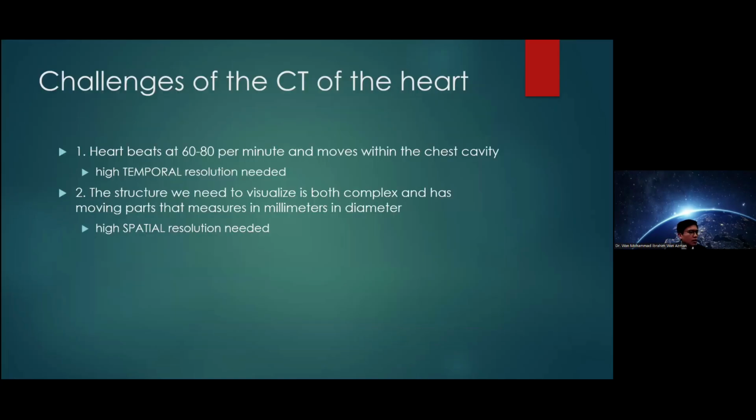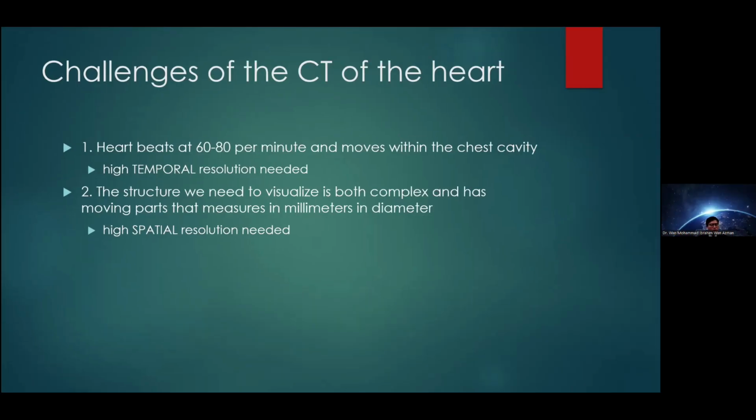So imaging of the heart is challenging because the heart beats at 60 to 80 beats per minute and moves within the chest cavity. It's actually much easier to image things that don't move, like your brain or your abdomen, your kidney. Therefore, you need a high temporal resolution to image the heart. And the structure of the heart is both complex and measures in millimeters. Your coronary arteries measure only in millimeters and it's constantly moving. Therefore, you need a high spatial resolution to image the coronary arteries.